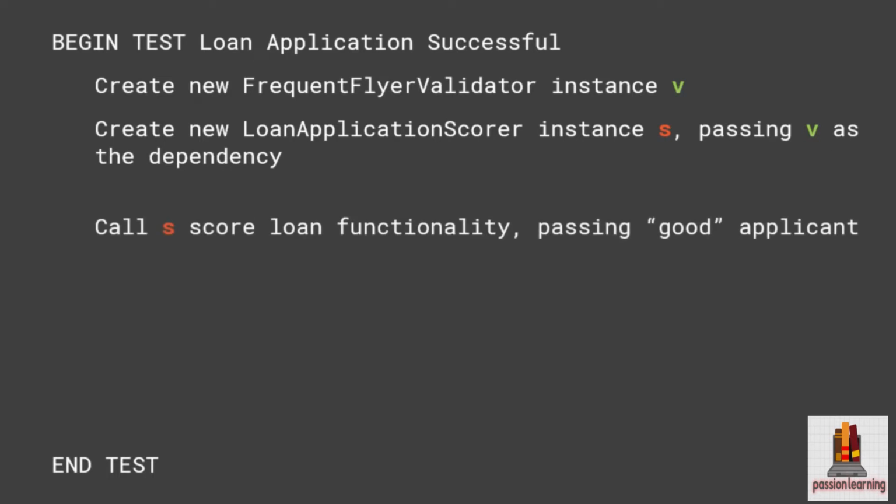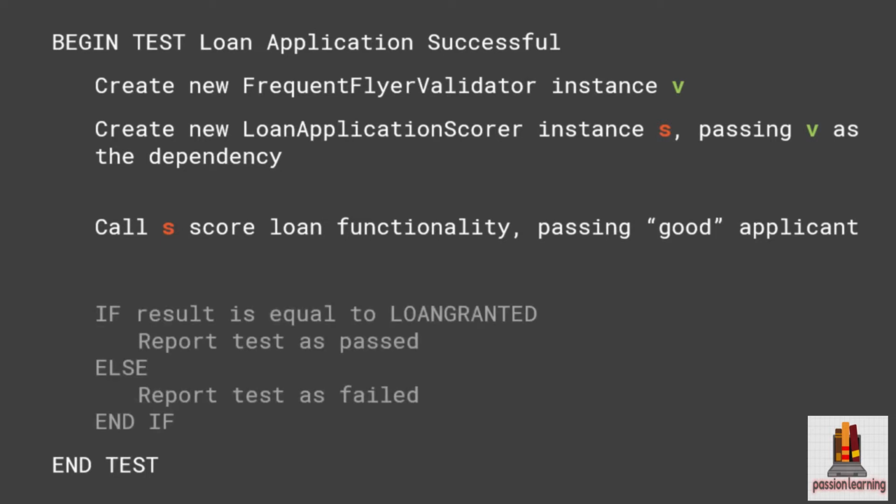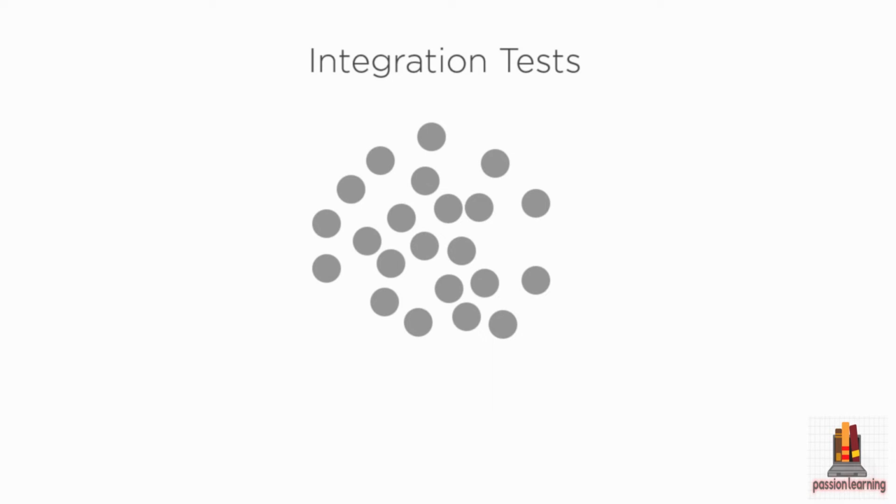Next, we can go and call the functionality of the Loan Application Scorer, and into this score loan functionality, we'll create a good applicant. If the result of the score loan functionality is equal to loan granted, then this test will pass. Otherwise, if we get a different loan decision, such as declined or referred, then this will fail. If we head back to our diagram here, we'll just map this dependency, so we've got our Loan Application Scorer class, depending on a FrequentFlyerValidator class. So the FrequentFlyerValidator is a dependency of the Loan Application Scorer.